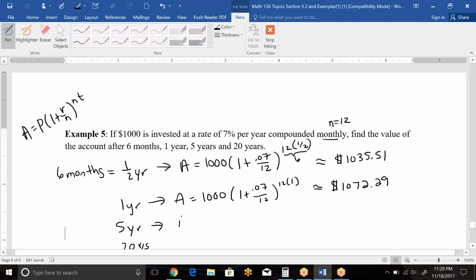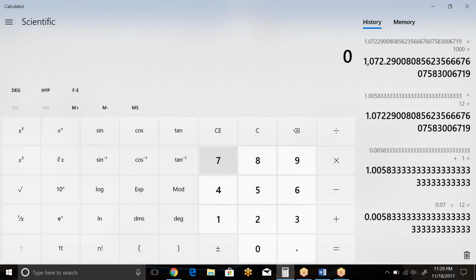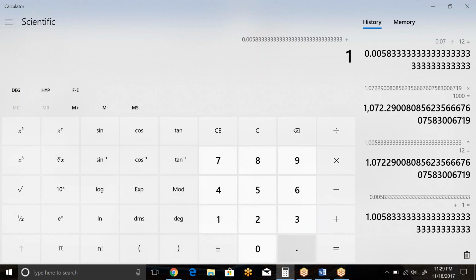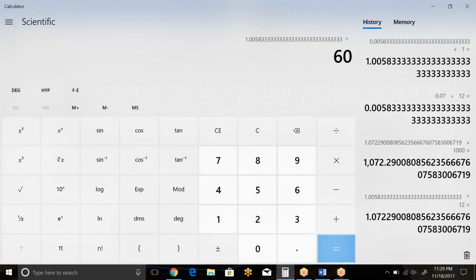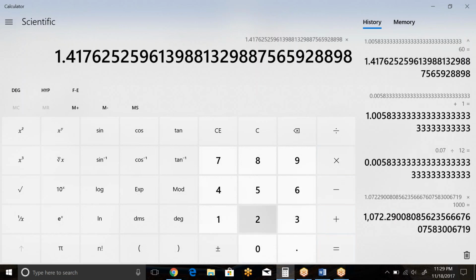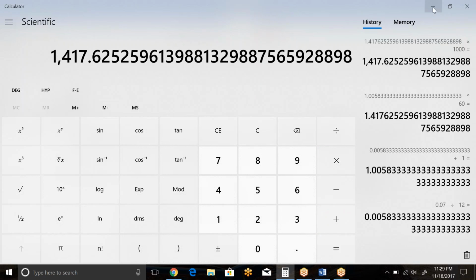Let's do 5 years. Now this is the power of compound interest. Now this is an exponent of 60. So it's been sitting there for a while. So let's see, this would be 0.07 divided by 12 plus 1 raised to the 60th power times the 1,000 initial deposit, 1,417.63.